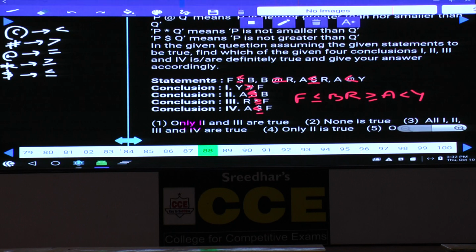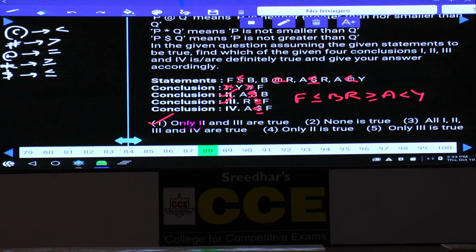Now between these two, Y and F, the relation between F and Y has two opposite symbols, so no relation here. And next one, A and B: B greater than or equals to A, A lesser than or equals to B is given. Next one 3, R greater than or equals to F: F lesser than or equals to R, so R greater than or equals to F. And so only 2 and 3 follow, that is choice 1.